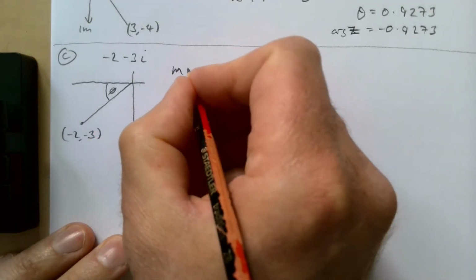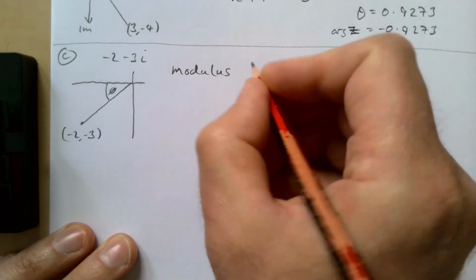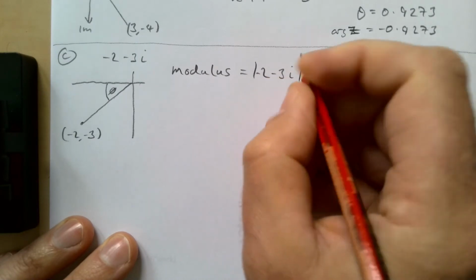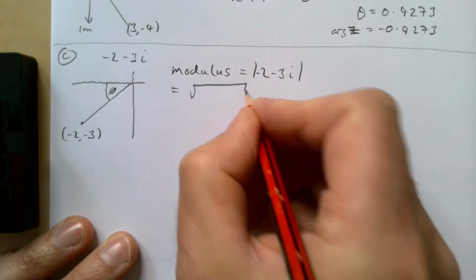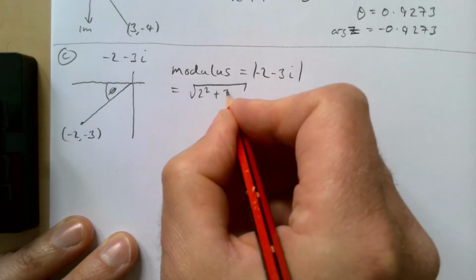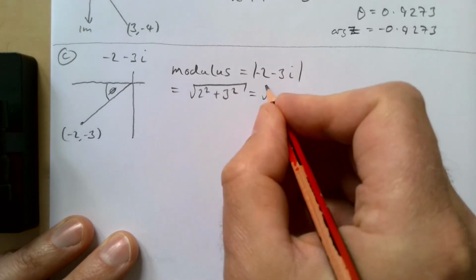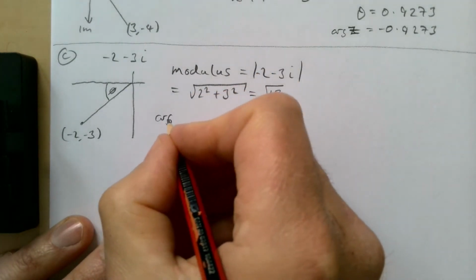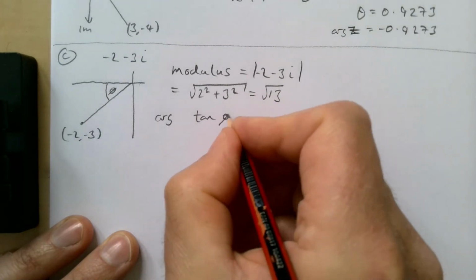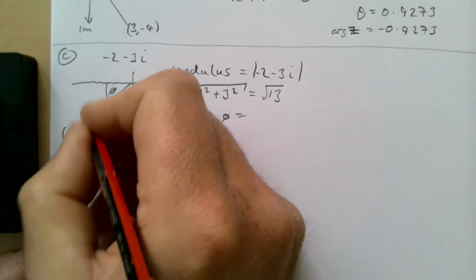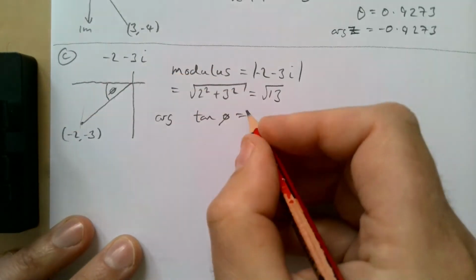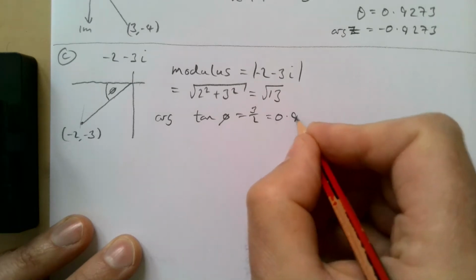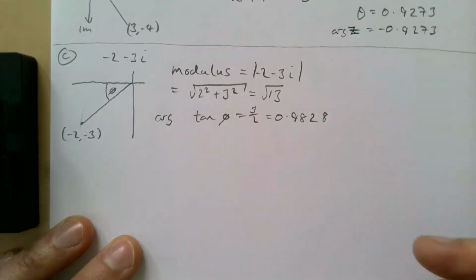So let's go modulus first of all. The modulus of minus 2 minus 3i, there's a mistake there, sorry, is the square root of 2 squared plus 3 squared. That gives us the square root of 13, so that's our modulus. For our argument, we're going to work out first of all tan phi. There's your opposite, which is 3, and your adjacent, which is 2, so it's 3 over 2, and that gives me 0.9828 when I put it into my calculator.